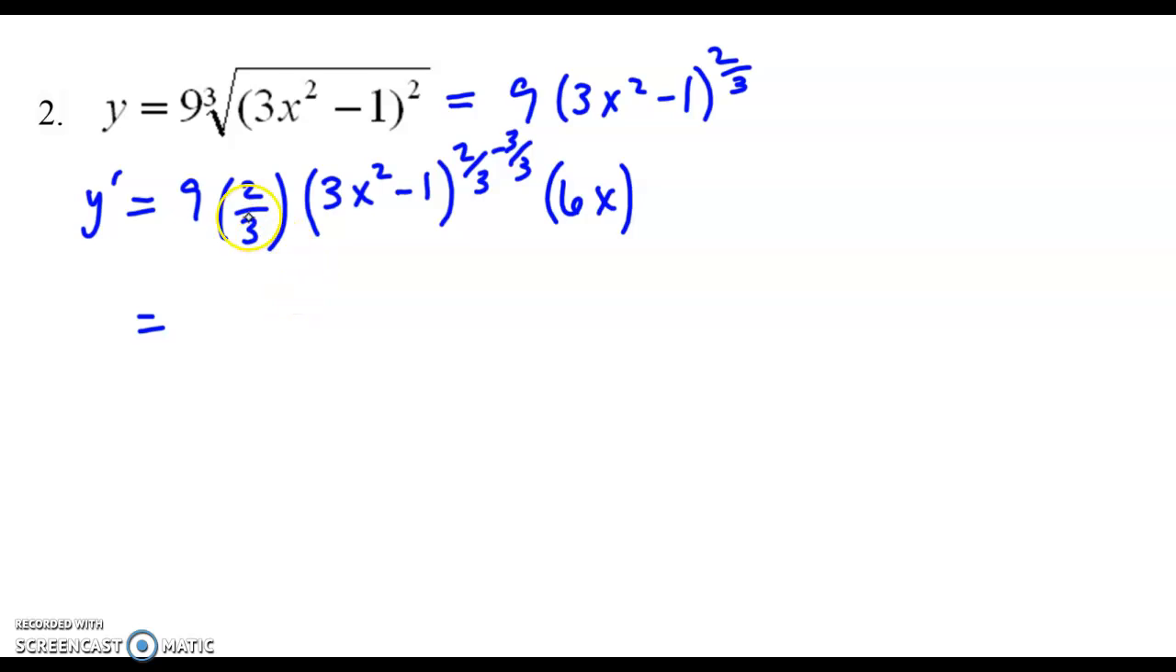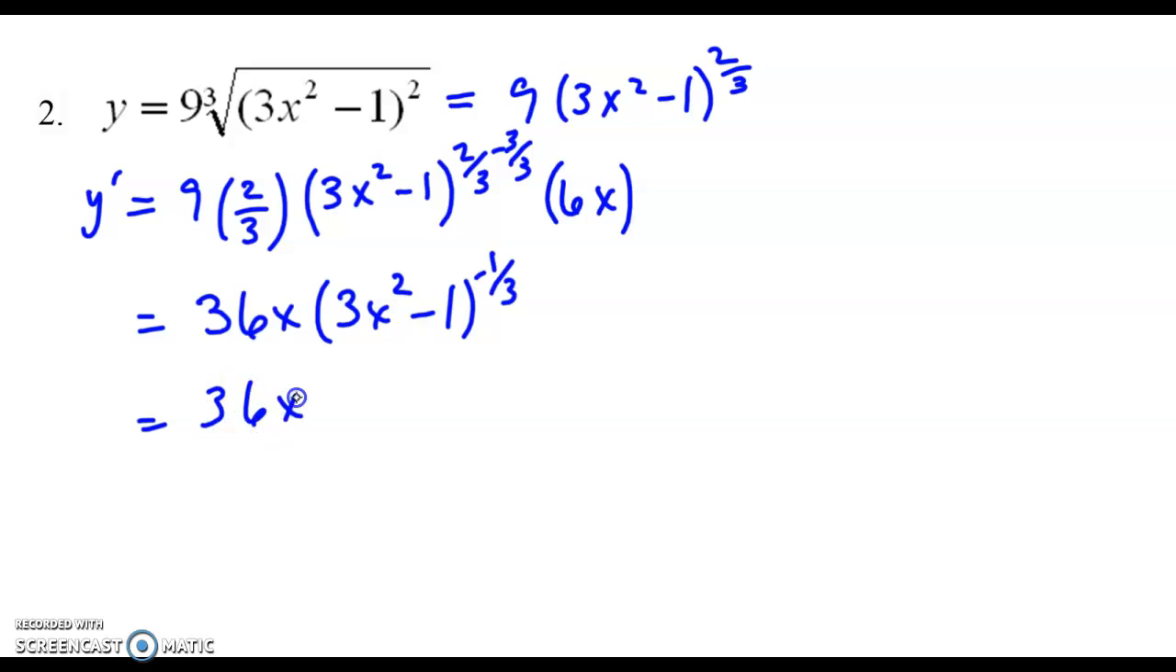We've got 18 divided by 3, which would be 6, times this 6, 36x, and in brackets, 2 minus 3 would be a negative 1/3. So, because of this negative exponent here, we're going to write 36x over 3x squared minus 1, and the negative brought it to the denominator. The 3 means a cube root, and we're done.